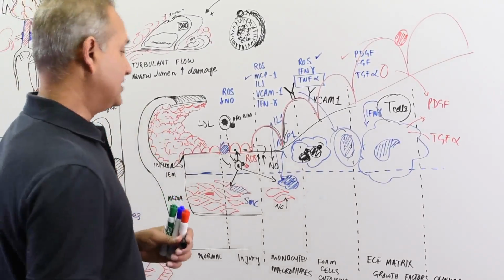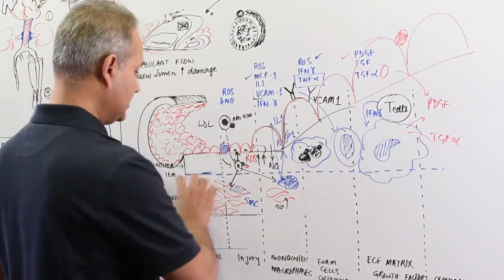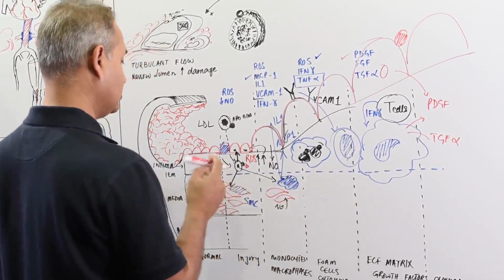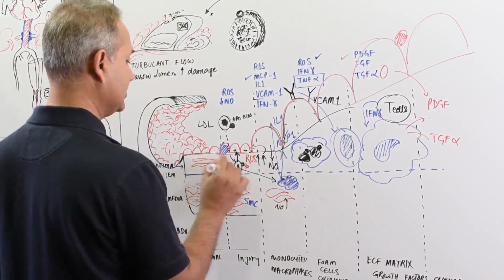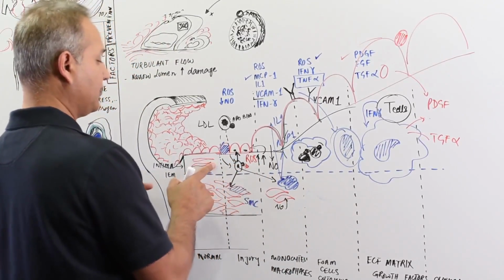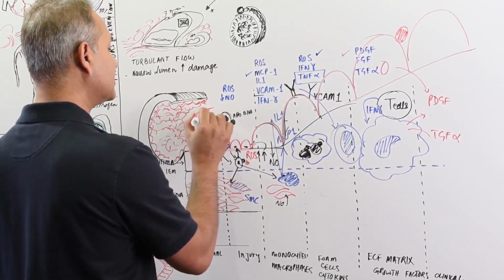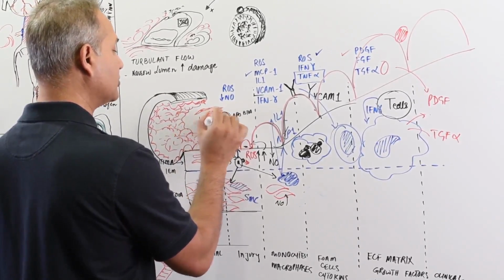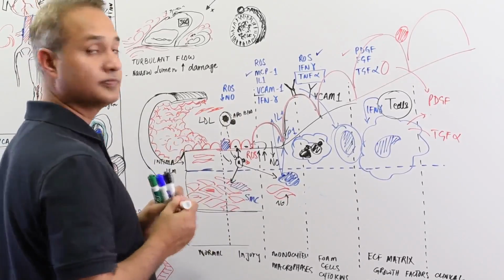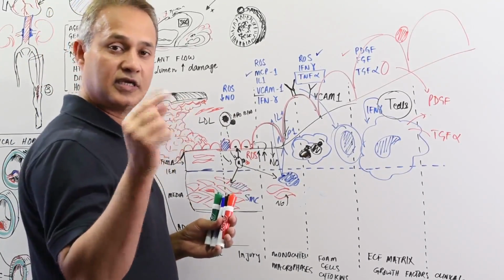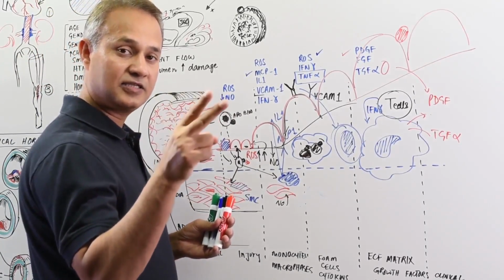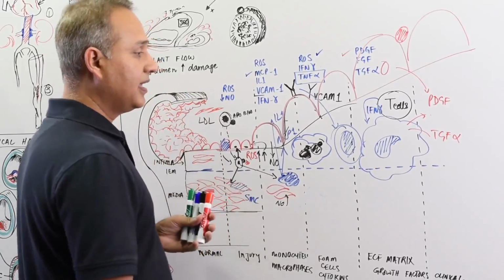Now, which smooth muscle cells? There are smooth muscles present in the media, and in the intima as well. And there are smooth muscle cell precursors that are running around in the blood too. Three sources: inside the blood, in the intima, and in the media.